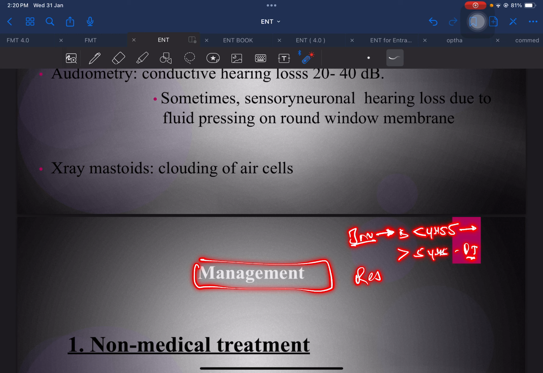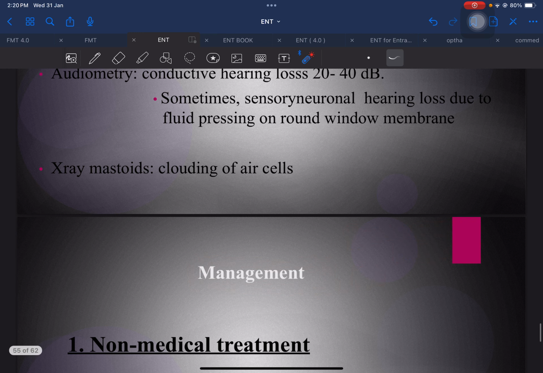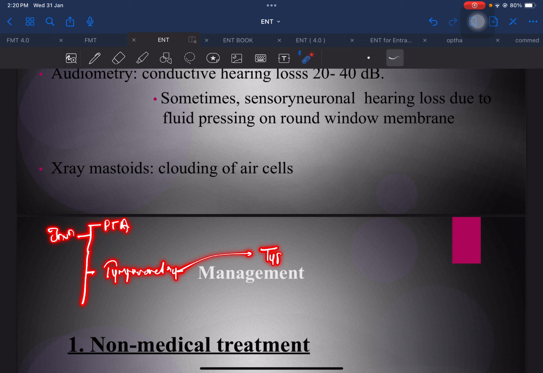The first investigation we already talked about is PTA. Another investigation is tympanometry. Tympanometry will show a type B curve, from B for bogginess, that means flowing. In otitis media with effusion there is fluid, so it shows a B pattern of curve.